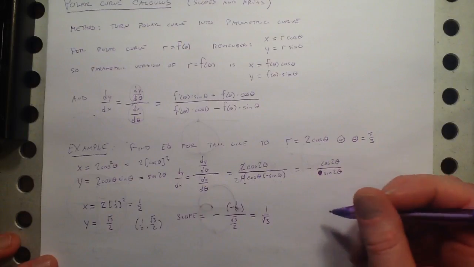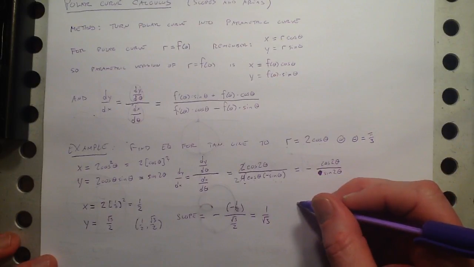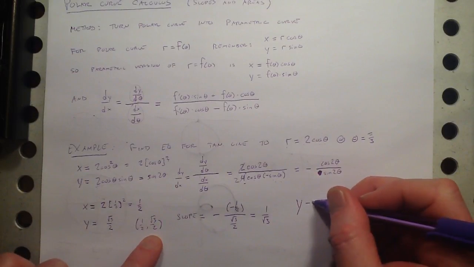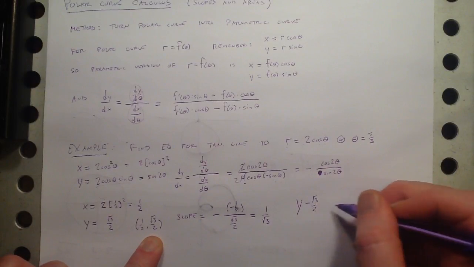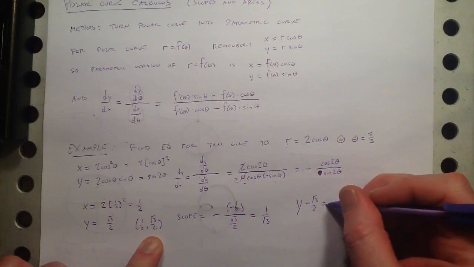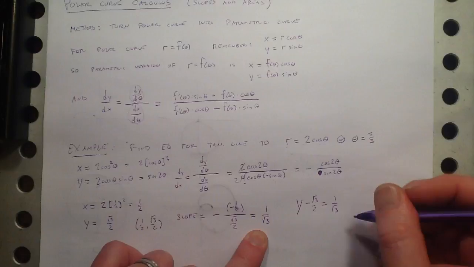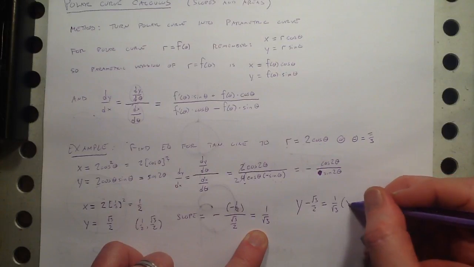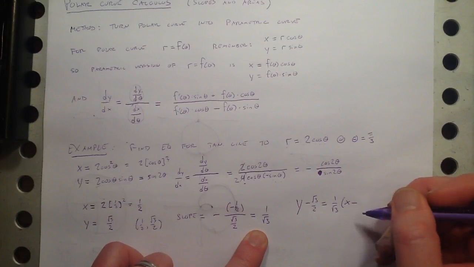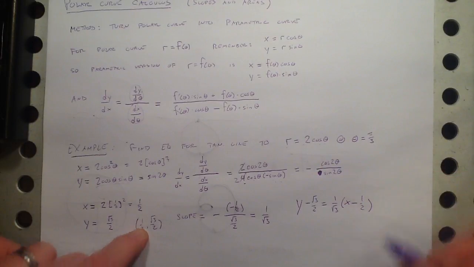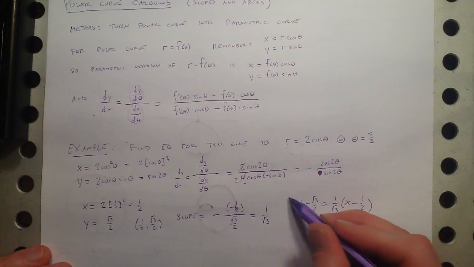So my equation for my tangent line in point slope form is y minus the square root of 3 over 2 is equal to the slope times x minus 1/2. And there's no reason to try to simplify that any further than that. That looks good. So there it is.